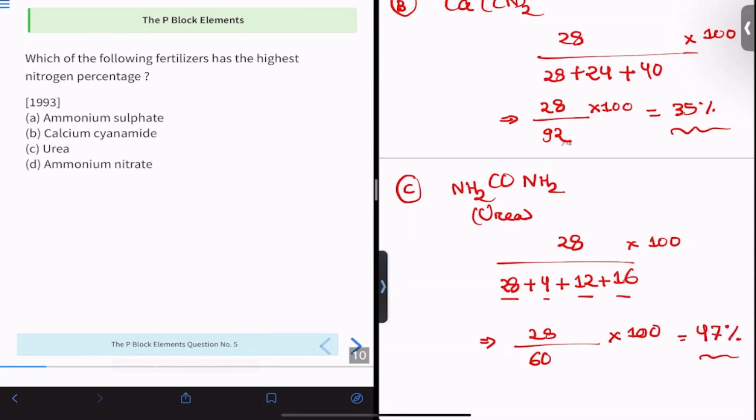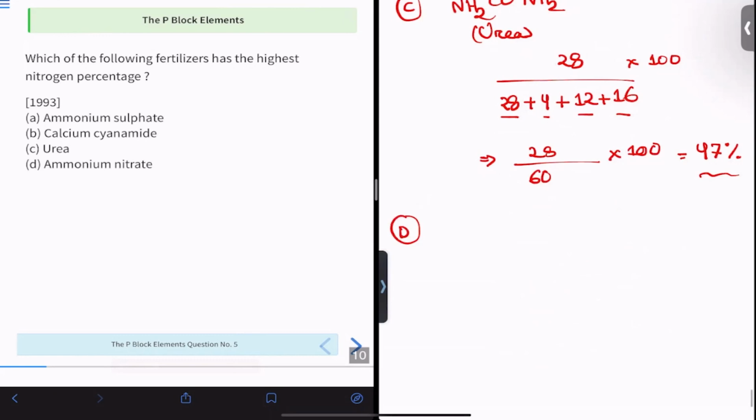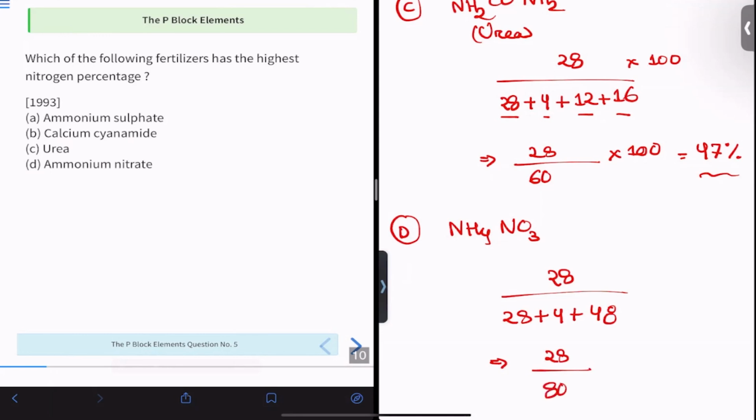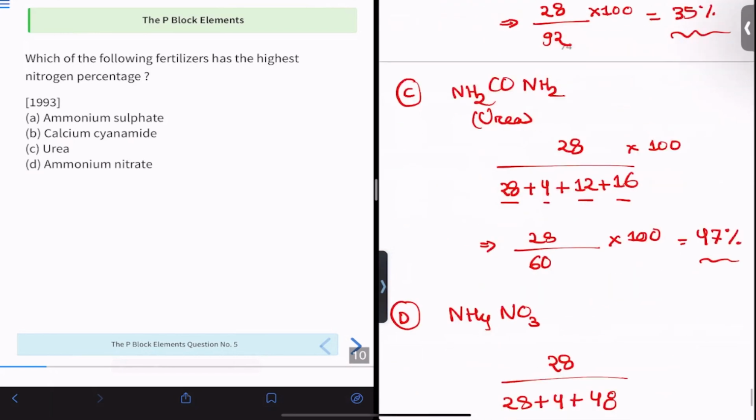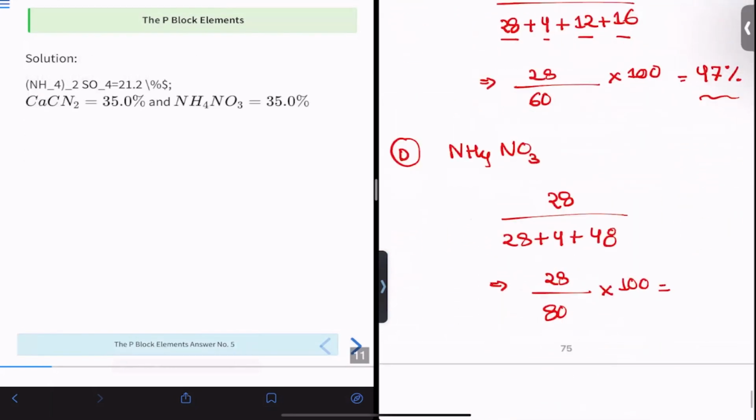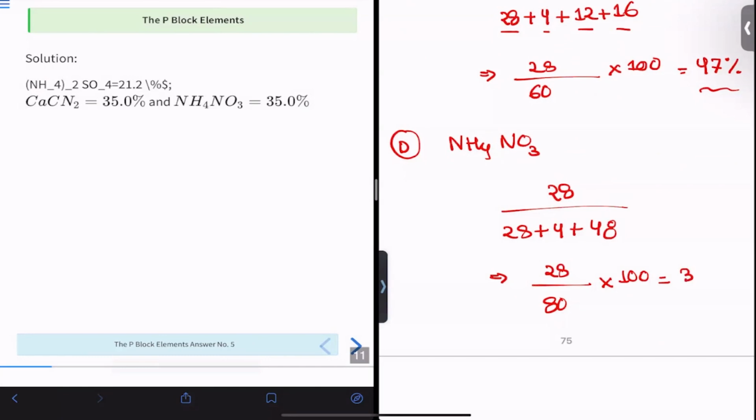47 percentage. Then option D, ammonium nitrate. Again, it will be 28 upon 28 plus 4 plus 48, which is 28 upon 80 into 100. It will be equal to 35%.